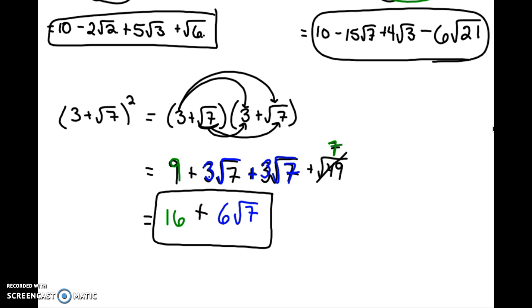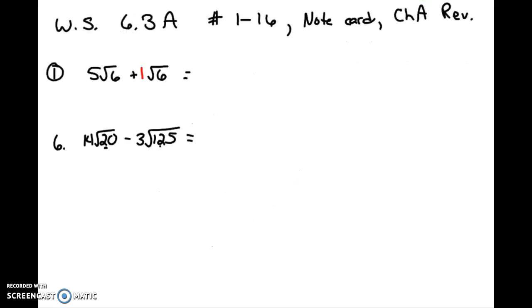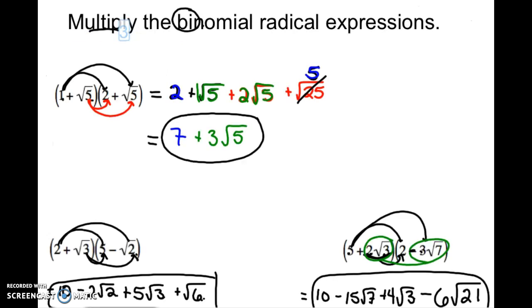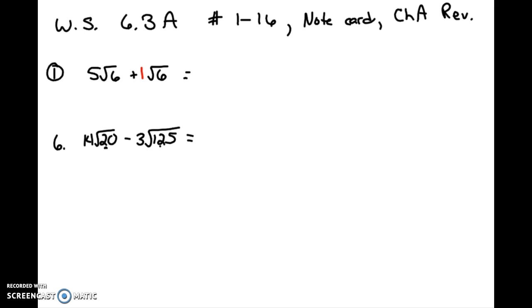So this is really fast. You can always back it up, re-watch parts, whatever you need. Our assignment today is threefold. You're going to do your worksheet, 6.3a, just 1 through 16, please. Don't cross out the back, just stop after 16.